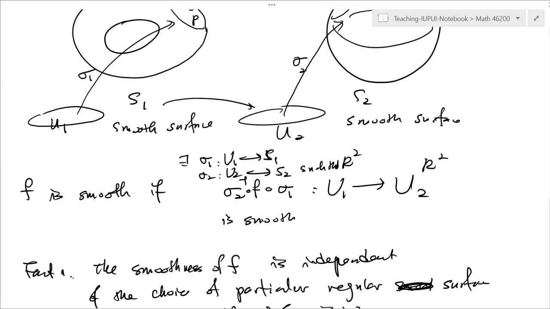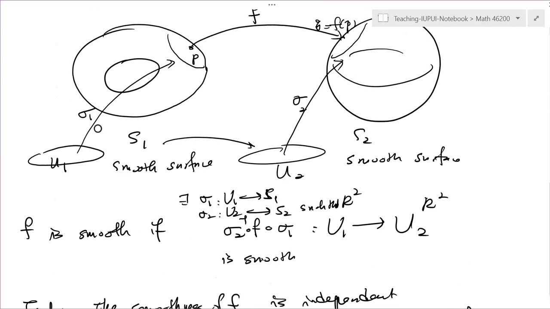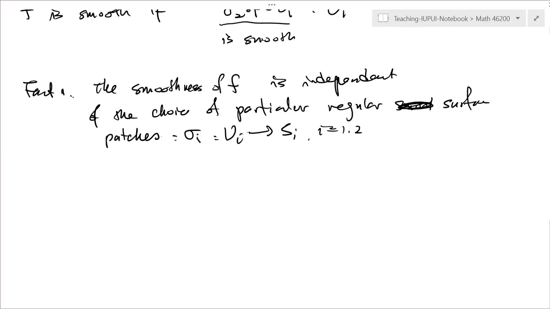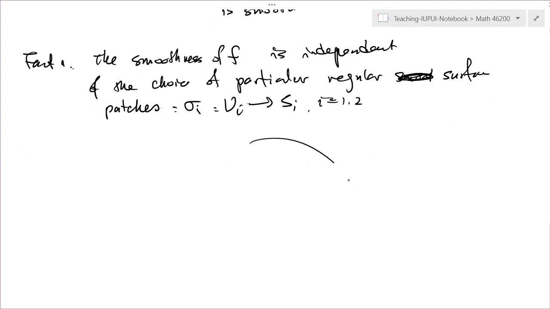Suppose for some regular patches sigma 1, sigma 2, this function is smooth. Then if you choose another regular surface patch, you will end up with the same result. The reason is that between two regular surface patches, the Jacobian will be smooth, as a composition of smooth functions. I just want to give you the idea as to why this is true.